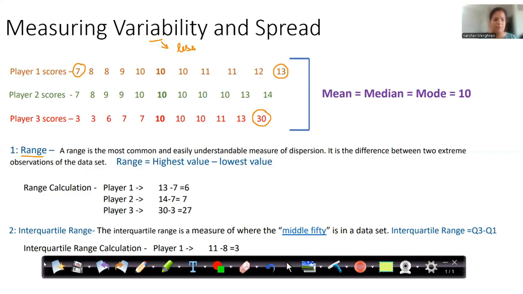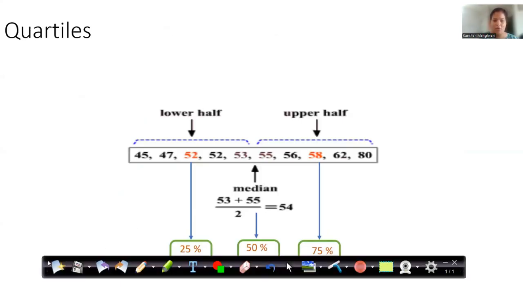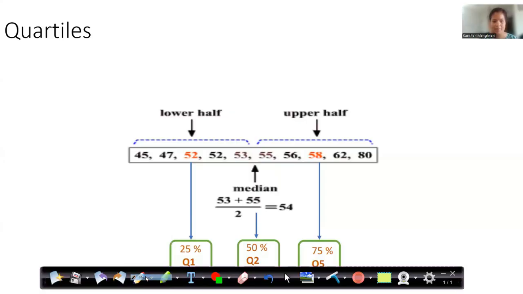One other way would be finding the interquartile range. Before I talk about the interquartile range, let me give you a brief idea of what quartiles are. If you already know, that is good, but let's see what the interquartile range is. I've arranged this data in ascending order, so this data is sorted. If I talk about the median, which we saw in the last video, the median would be the center value. There are two center values over here, 53 and 55, so I'll take the average, which is 54. This would be the median.